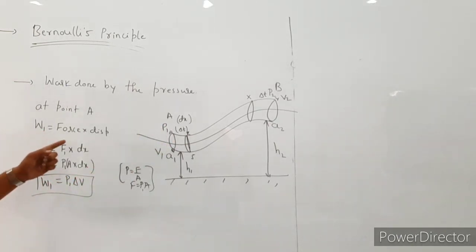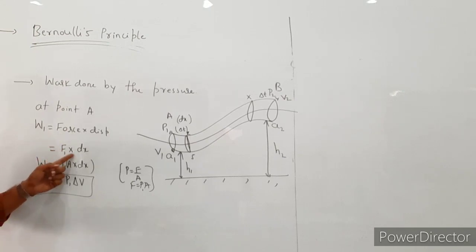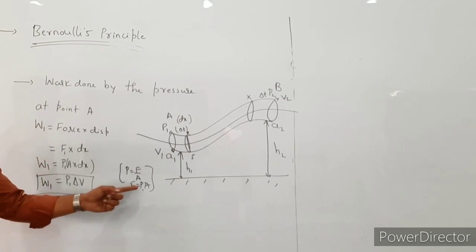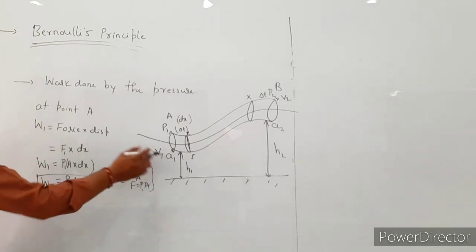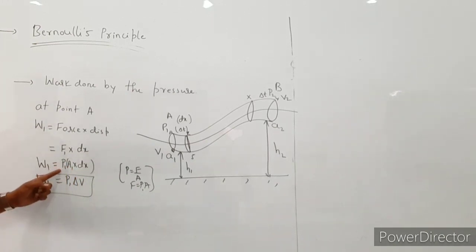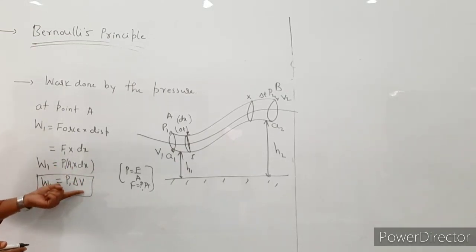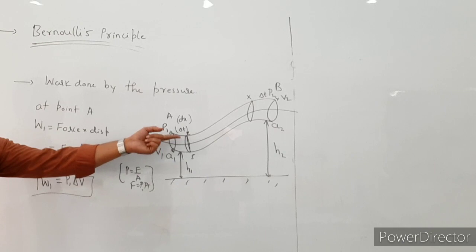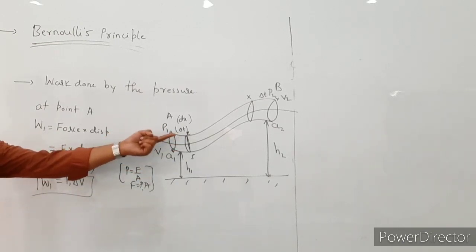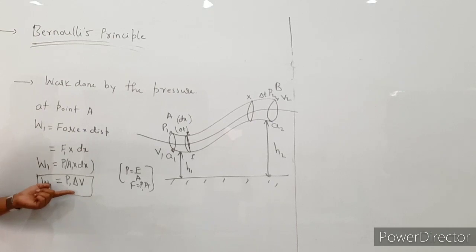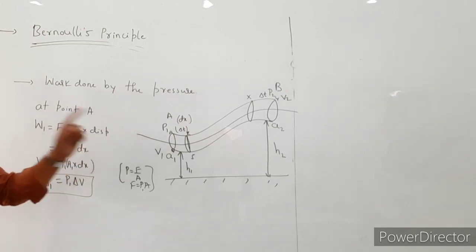That is, work done is equal to force into displacement. Force is F1, and displacement is the small displacement dx. F1 can be written in terms of pressure, P1 into A, where the area is A1, so P1 into A1 into the small displacement dx. Area into displacement can be written as a volume, a small change in volume, so it is P1 into del V, because we are considering a small time interval del t. In that small time interval, the volume changes by a very small volume del V. So this is the work done by the pressure at point A.